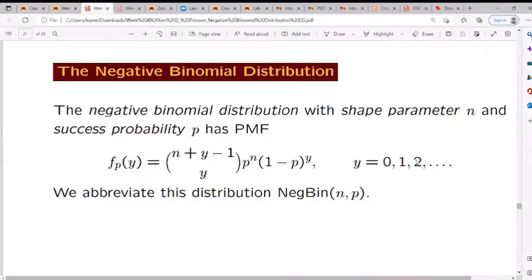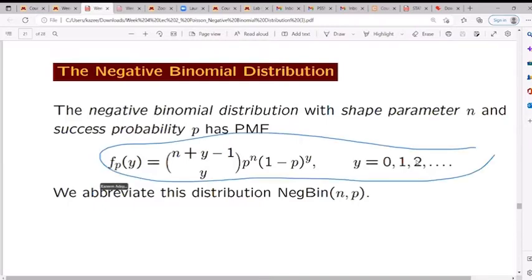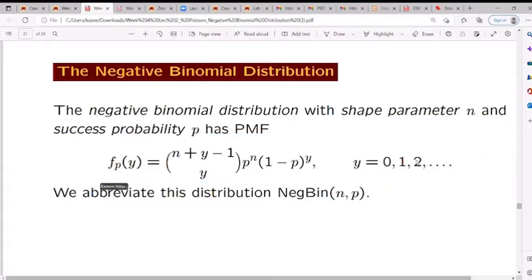Writing that in short form, it is NB(n, p). That's the negative binomial distribution, and this is the mathematical architecture for that.